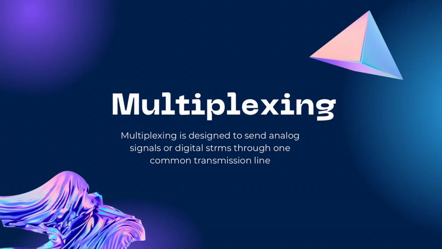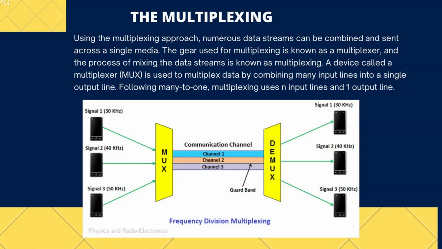Multiplexing is designed to send analog signal or digital streams through one common transmission line. For example, this figure shows that numerous data streams can be combined and sent across a single medium.